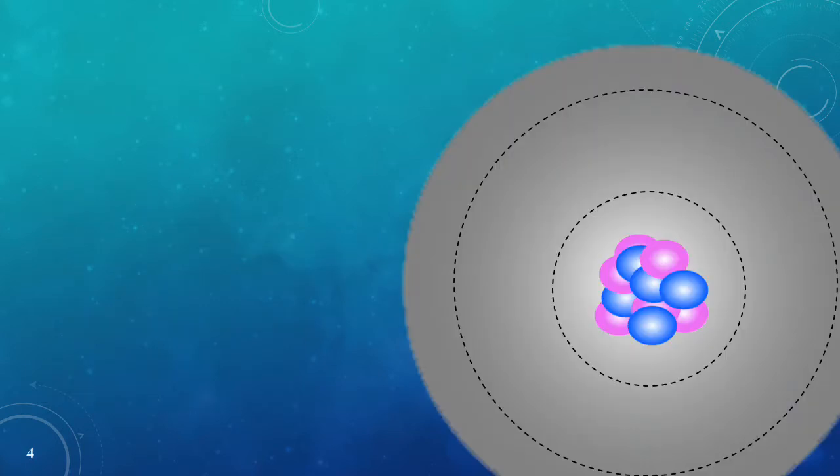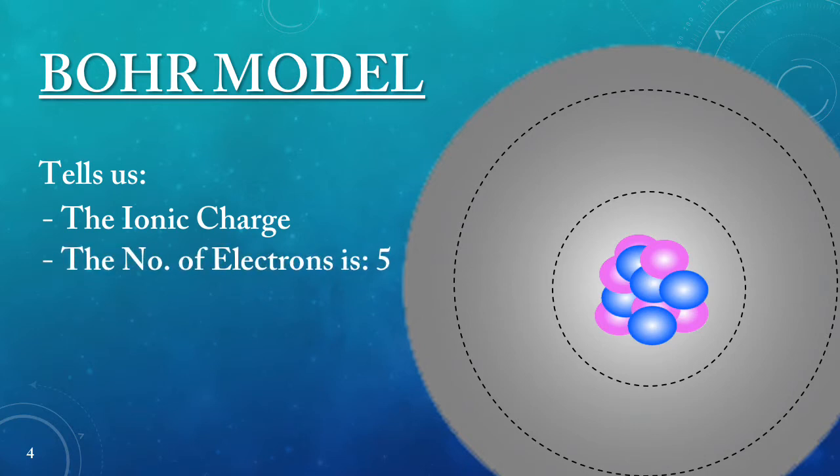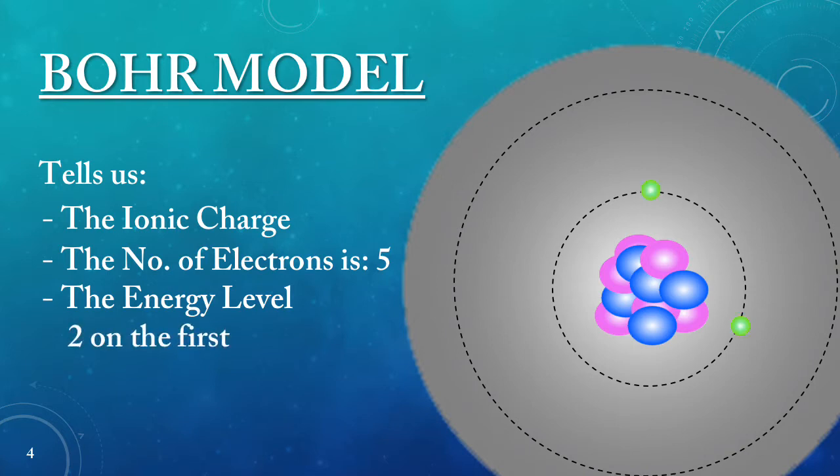Then we started talking about the Bohr model. This gives us an idea of actually what the atom looks like. So, the Bohr model told us the ionic charge. It told us that the number of electrons in this case was 5. And we found out that for boron, we have 2 energy levels since it's in period 2. And we said that according to the Bohr model, there are 2 electrons on the first energy level and 3 on the second energy level.